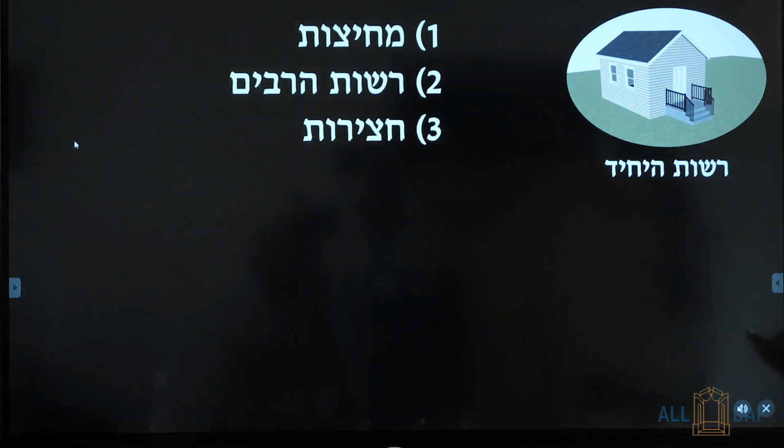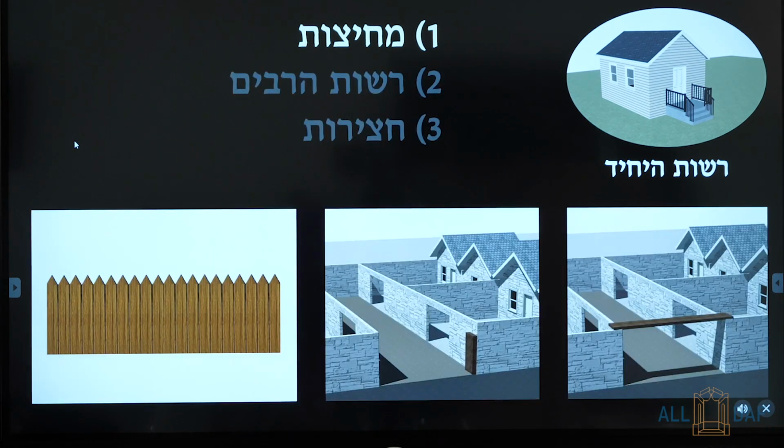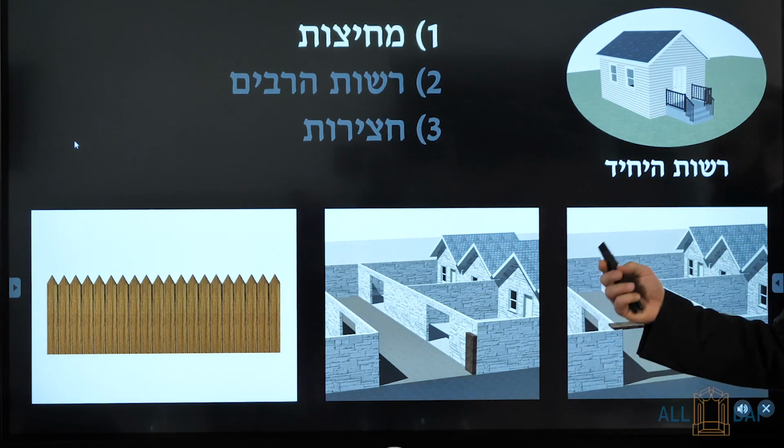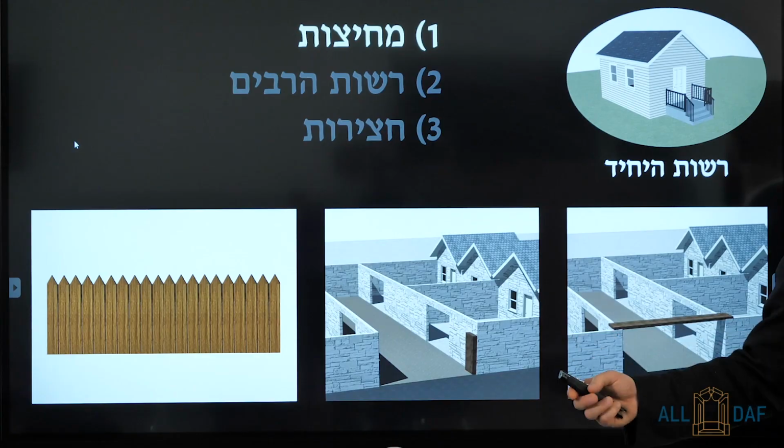Mechitzas, Rishus Harabim, and Chatzeros, it's all going to relate to creating a perfect Rishus HaYachid, even on the Rabbanan level. Now, the first of these three, Mechitzas. Mechitza is to create a correct, proper Rishus HaYachid, to allow carrying. You must have mechitzas. It has to be surrounded with proper, valid partitions.